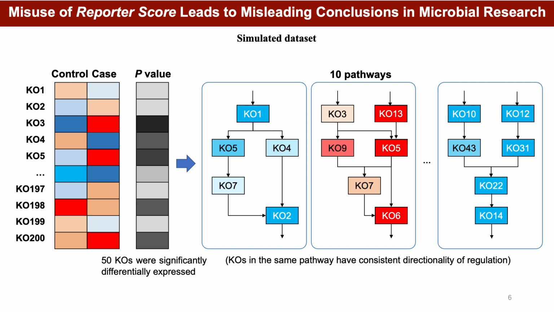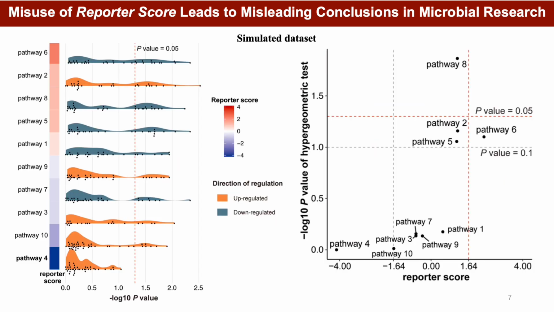To illustrate the idea, we created a set of 200 KOs and 10 pathways as simulated data. Among them, 50 KOs were significantly differentially expressed, and to better explain that the reporter score is non-directional, we artificially set that KOs in the same pathway have consistent regulation direction. According to the results, the pathway 4 with the lowest reporter score was predominantly made up of the least significant KOs, which notably is independent of the expression directionality.